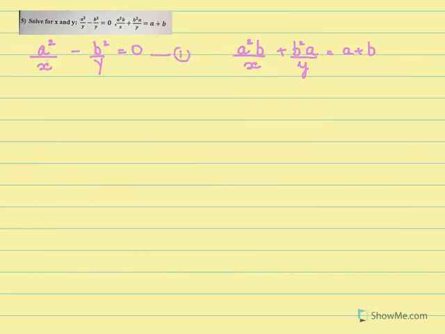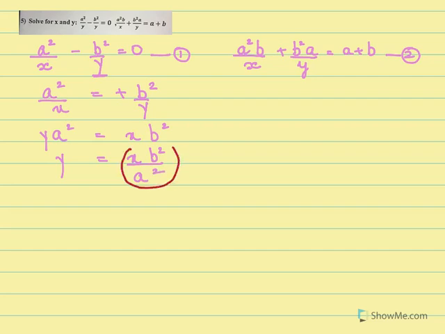So here are two equations. This is equation 1 and equation 2. I'm going to use the method of substitution here. So we have a square over x. I take this term on the other side. So that's equal to plus b square over y. So when I cross multiply, I will get y a square equal to x b square, which means my y equal to x b square over a square. Now this value of y, I'm going to substitute in this equation.